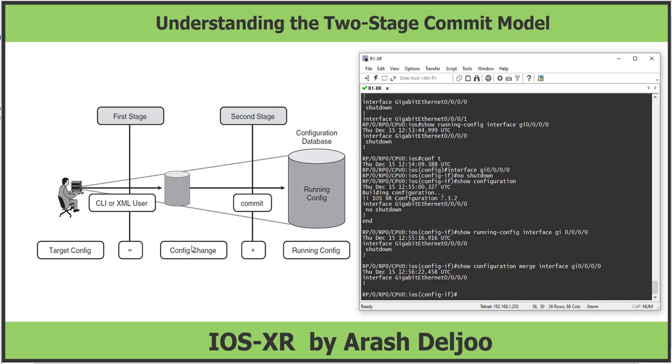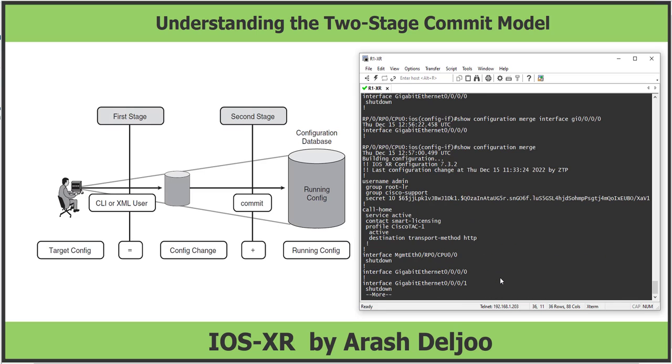Because of that, now we know about these three commands. First, with show configuration, you can see the config change. With show running config, you can see the running config. With show configuration merge, let me show you show configuration merge without the interface, you can see the merge of config change and running config without doing it. Because of that, now we can better understand what is happening.